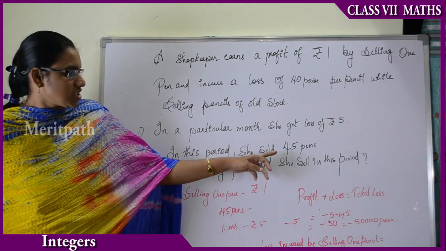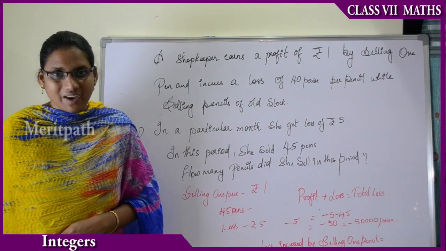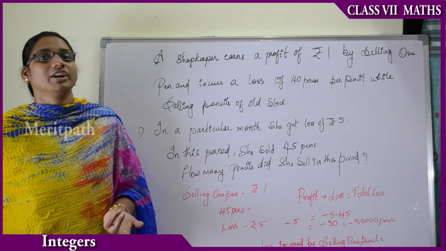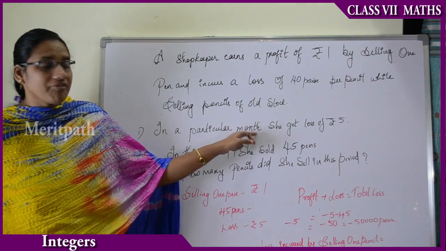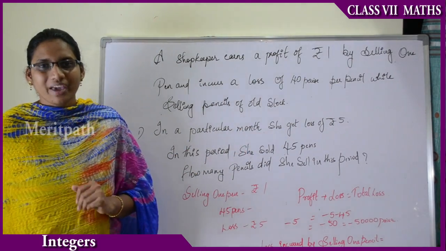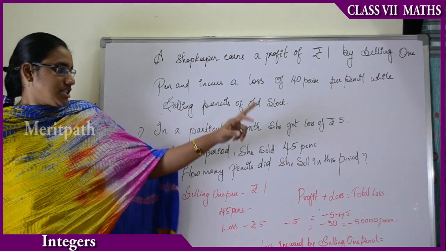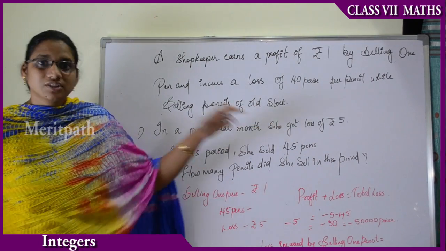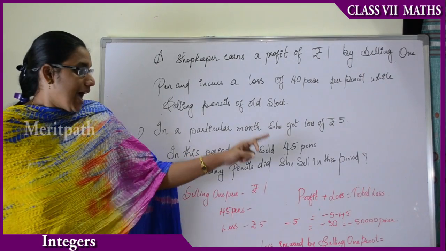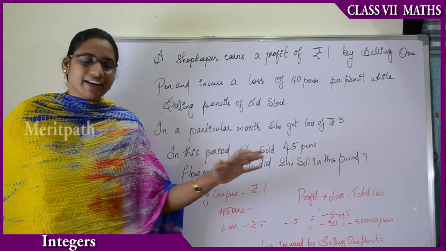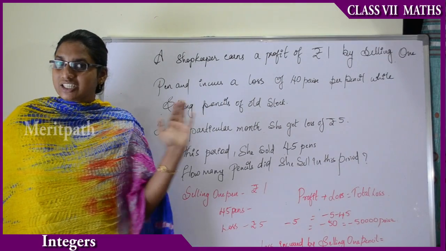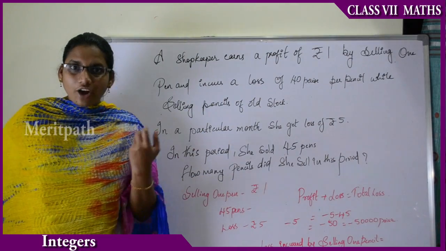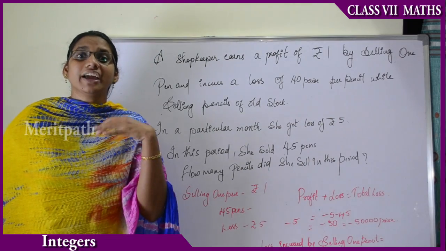Now she has sold 45 pens, right? That means she should get 45 rupees, right? But she is getting a loss of 5 rupees. So we have to calculate, that means she got a loss of 5 rupees. That means actually she should get 45 rupees by selling 45 pens, right? But rather than 45 rupees, she is getting a 5 rupees loss.